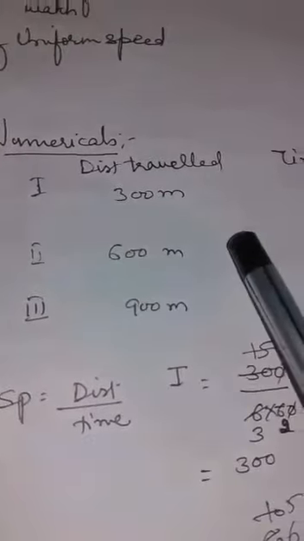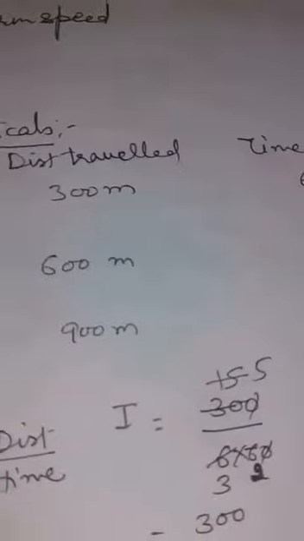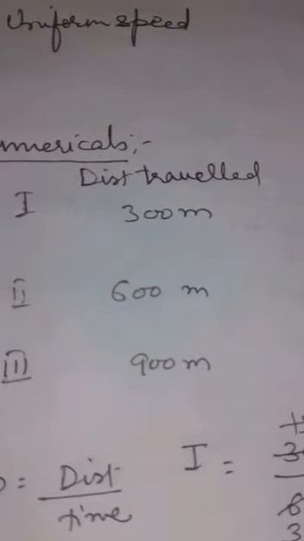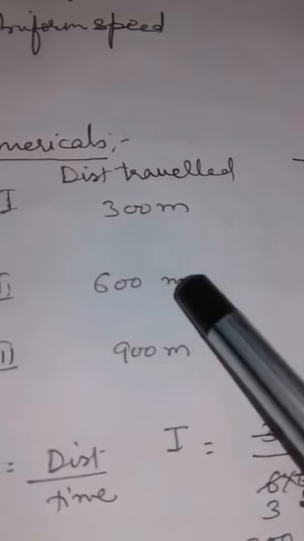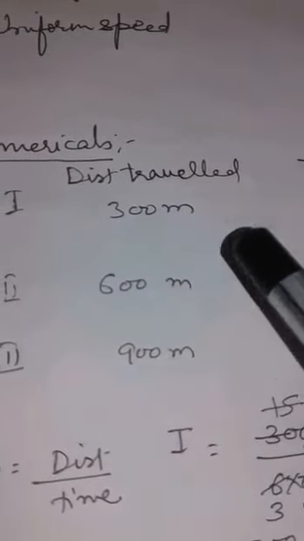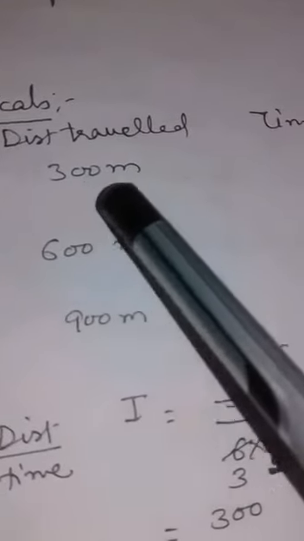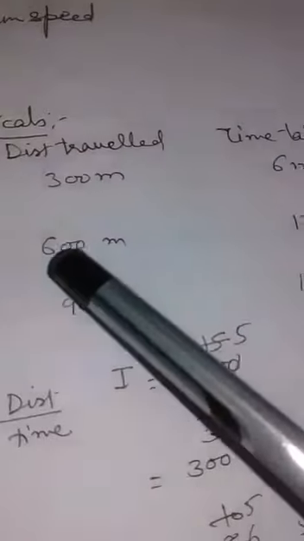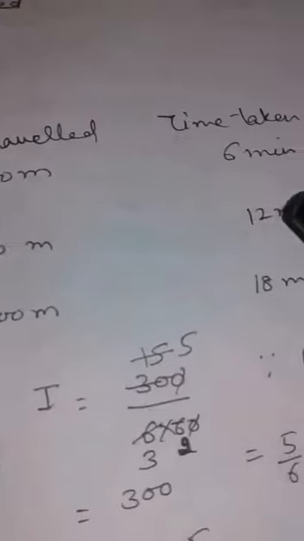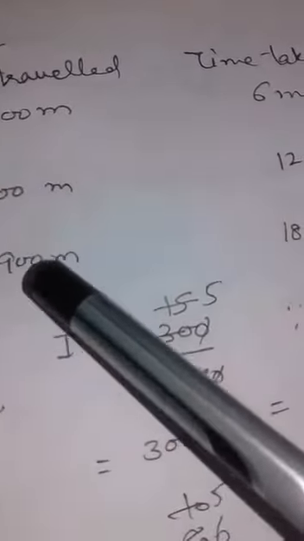Further, there is a numerical that makes it more clear to you. In this, we have to find whether the motion of the student is uniform or non-uniform. The very first 300 meter distance is traveled by the student in 6 minutes. The next 600 meter is traveled by the student in 12 minutes. And the last 900 meter distance is covered in 18 minutes.